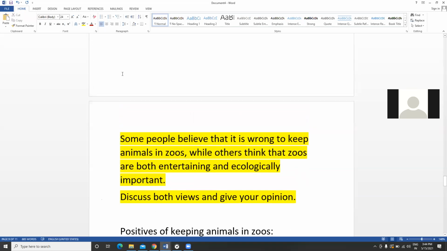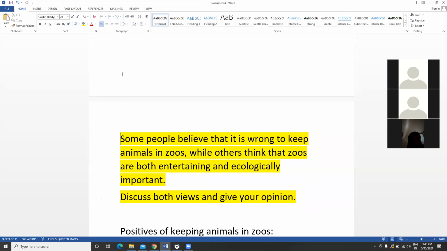See the question on the screen. Some people believe that it is wrong to keep animals in zoos, while others think that zoos are both entertaining and ecologically important. Discuss both views and give your opinion. Now, this is a kind of discussion-based essay plus opinion. I've already explained that when it says discuss both views, you need to make sure in body paragraph 1 you discuss one, in body paragraph 2 you include the second one, but you need to give both ideas.